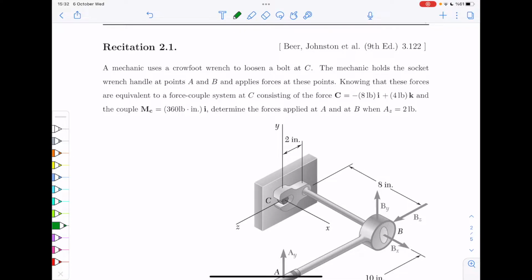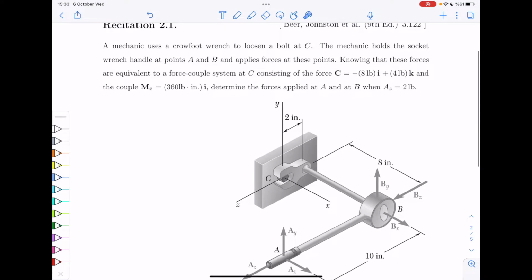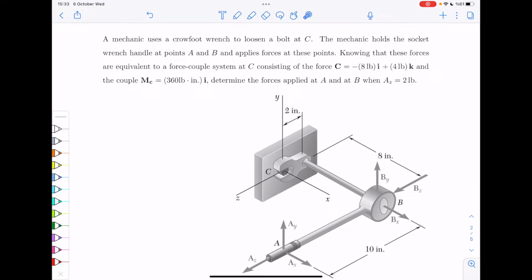All right. So the first question that we want to look at is similar to problem 3.122 of the book. A mechanic uses a crowfoot wrench to loosen a bolt at C, so this bolt here, and the mechanic holds the socket wrench handle at points A and B and applies forces at these points. So these are 2 unknown forces. Let's say this is force A, and this is force B. We don't know the components. We know there are 2 forces.